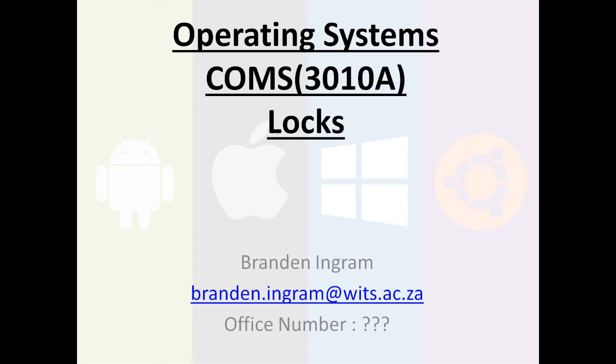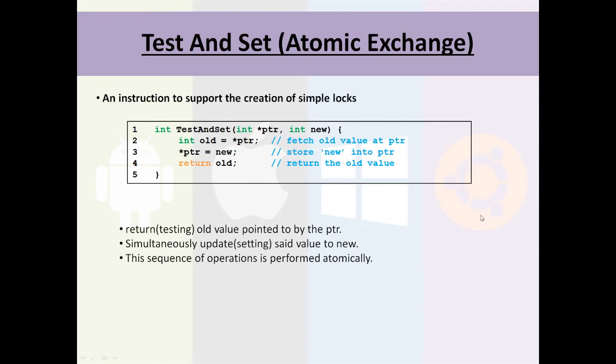So in part 2, we're going to be continuing on with multiple different types of locks, as well as that test and set instruction that we realized we required. The test and set instruction, otherwise known as the atomic exchange, is, like we briefly discussed in part 1, an instruction which is required to support the creation of simple locks.